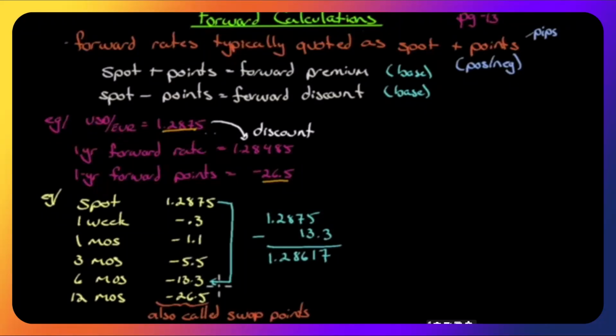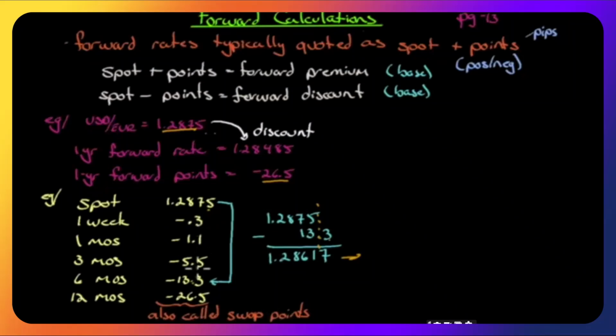You can read these. So let's see if we can come up with a 6-month forward rate from the spot plus points. It would be 1.2875, and what are our forward points for 6 months? Negative 13.3. So the decimal place lines up with the end of the spot rate, and you just line them up under here. That 13 comes off to 75.3, and then you get 1.28617. That is the forward rate that would be in a 6-month forward contract given this spot rate and this point structure. These points, by the way, are also called swap points.